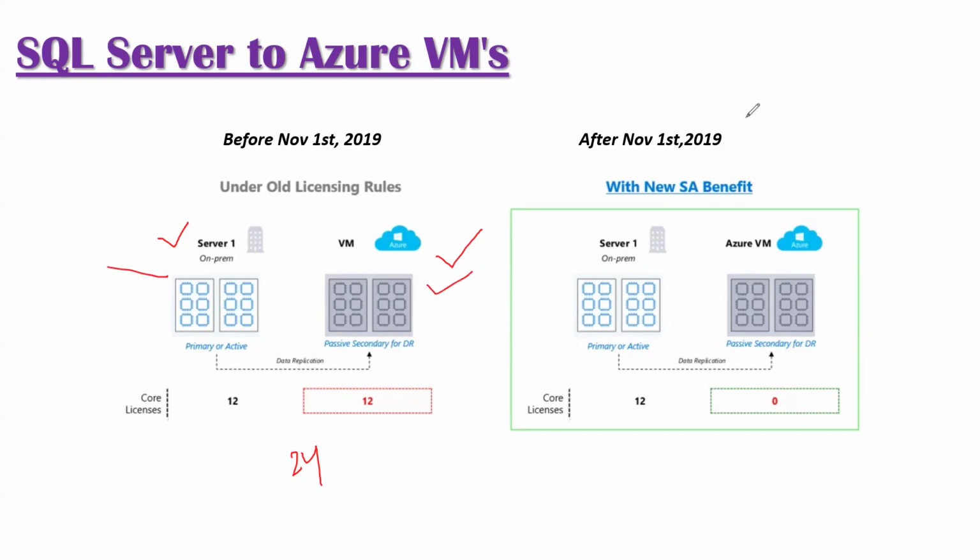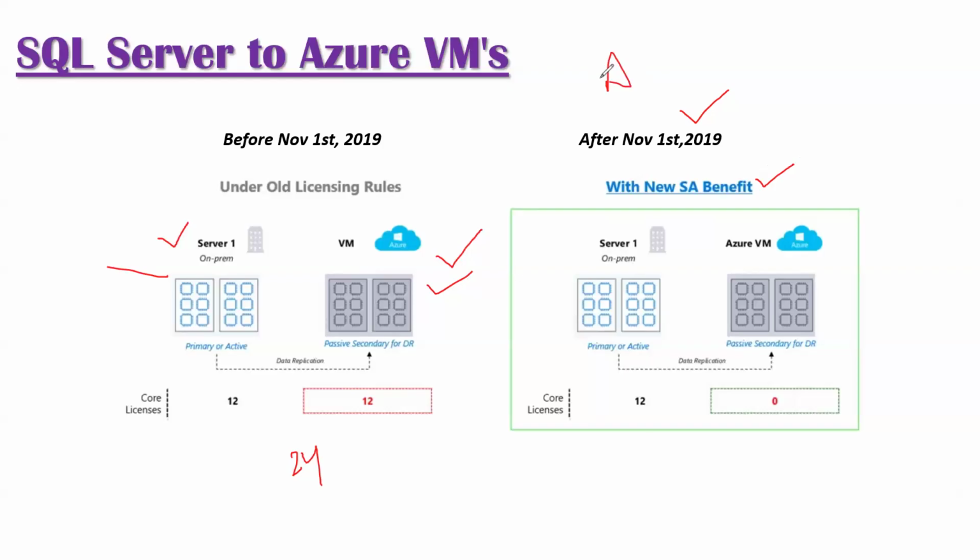From November 1st, what has Microsoft done? Okay. So you need to pay only for one. Either you are hosted in cloud also, no need to pay. Okay, so that is one upgrade. So software assurance is one of the best things, sir. You need to remember.